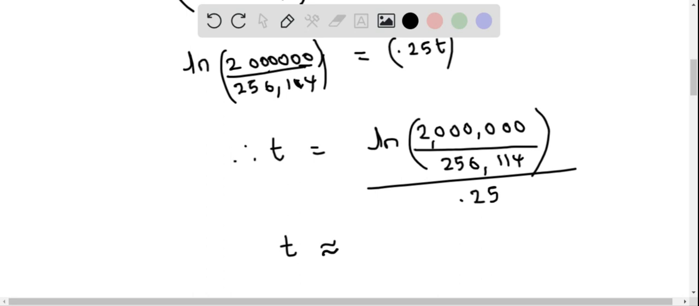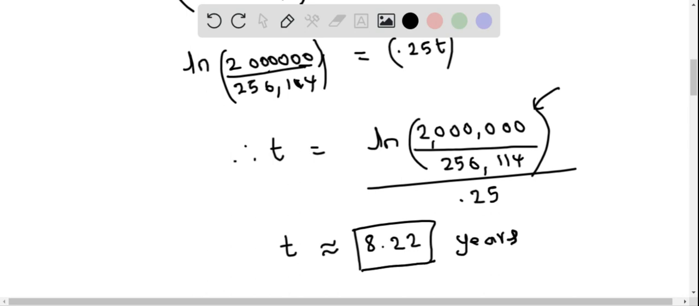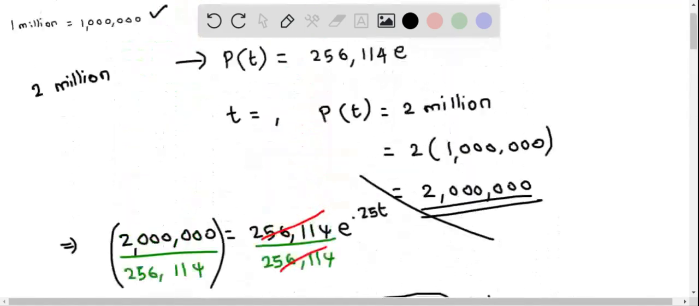Now we can put this complete expression into the calculator. That is, we first find 2 million divided by 256,114, and then we get a result. We take the natural logarithm of that result, and after we take the natural logarithm of that result, we divide by 0.25. And so when we do everything in the calculator, we get approximately 8.22. This is rounded to two decimal places. The unit of time here is years. So we say that it takes 8.22 years for the population to reach 2 million.